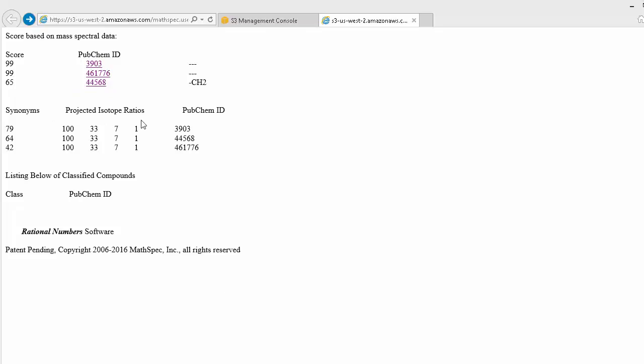Now the middle section is the projected isotope ratios of the hits, and you could compare, if you have isotope data, to the unknown, and the number of synonyms of each of these three compounds. If any of these compounds were pharmaceuticals or pesticides, they'd be classified and they'd appear down here.